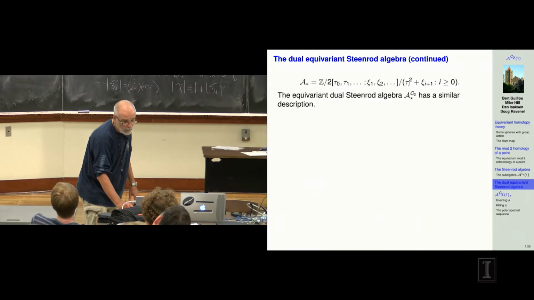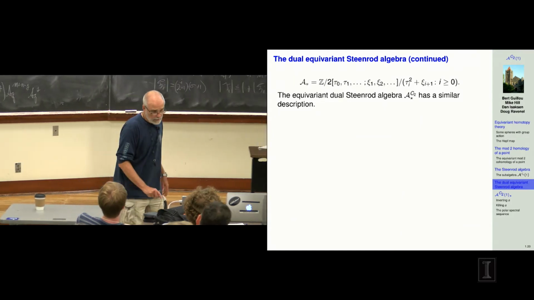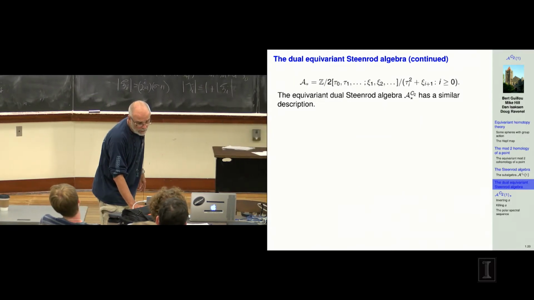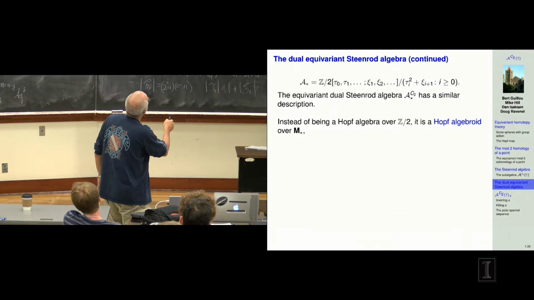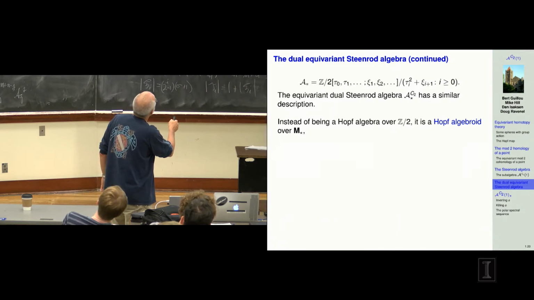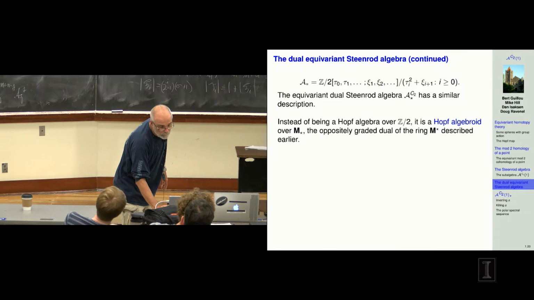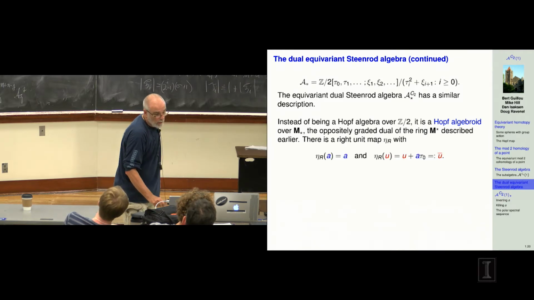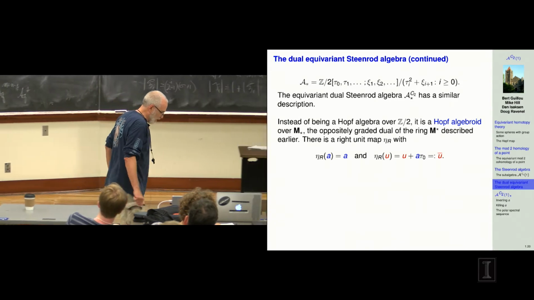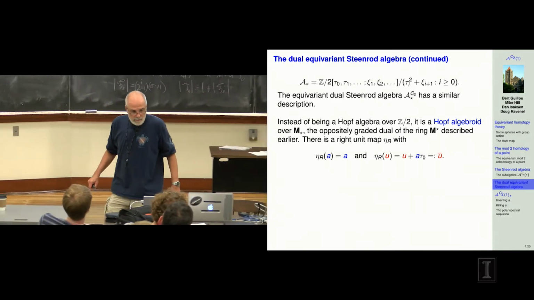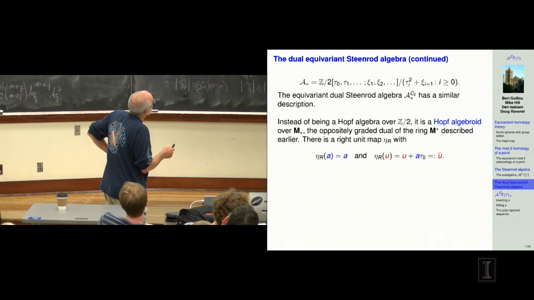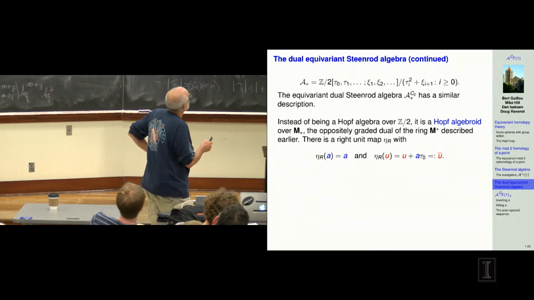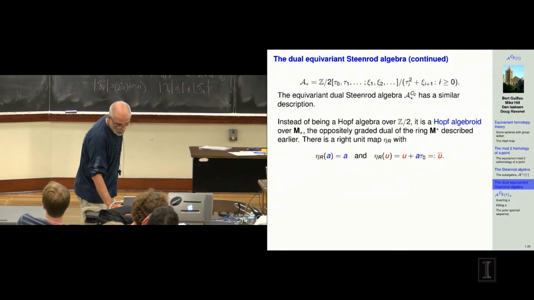And now I'm going to tell you how to modify it to get the equivariant Steenrod algebra. So for one thing, we'll have to replace this Z mod 2 by the homology of a point, this M star here. That means instead of a Hopf algebra, we have a Hopf algebroid, and that means there's a right unit in the picture. And so I have to tell you how the right unit acts. The right unit of a is a, and the right unit of u is u plus a tau naught, which I will abbreviate by u bar.